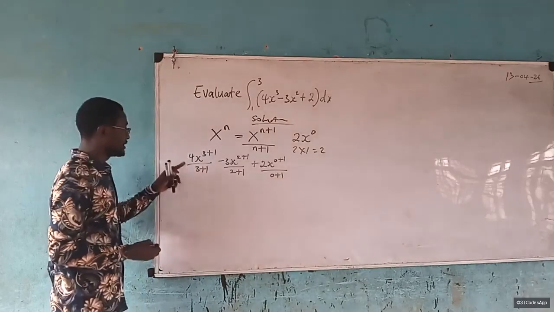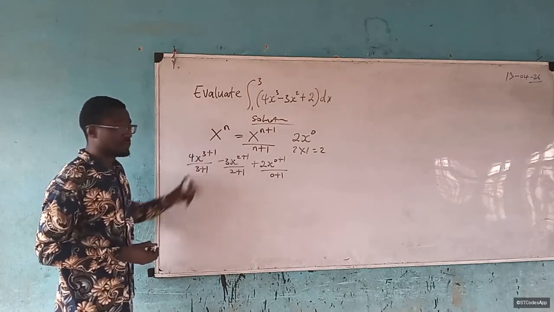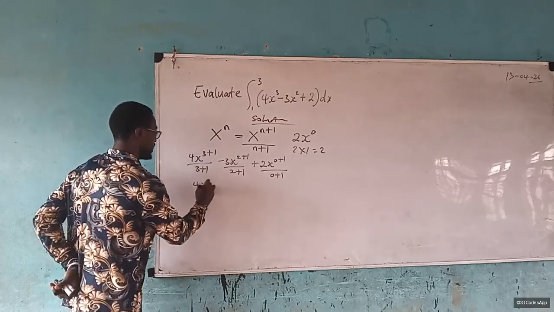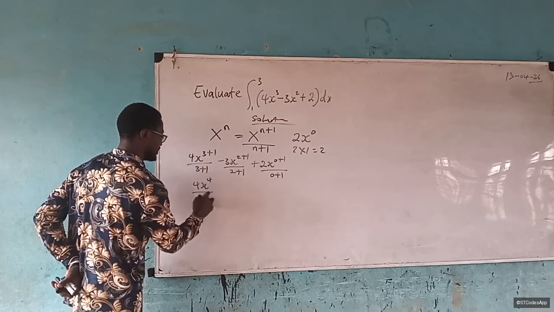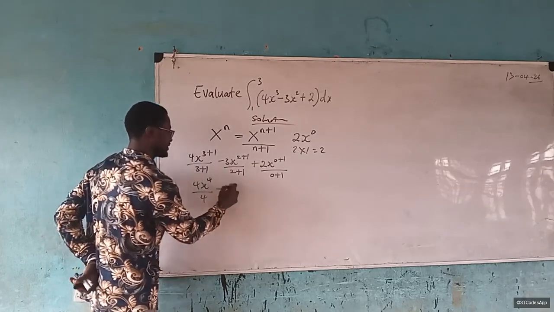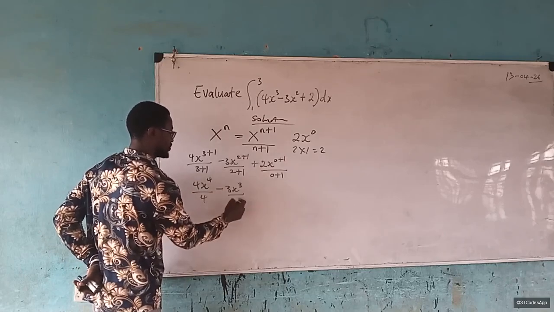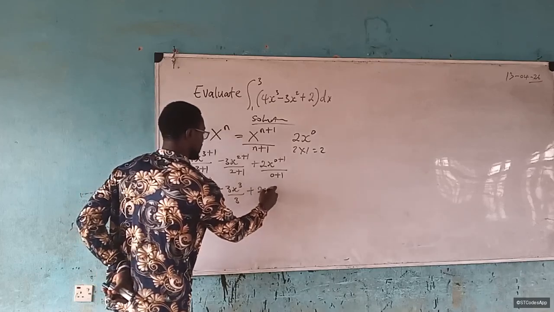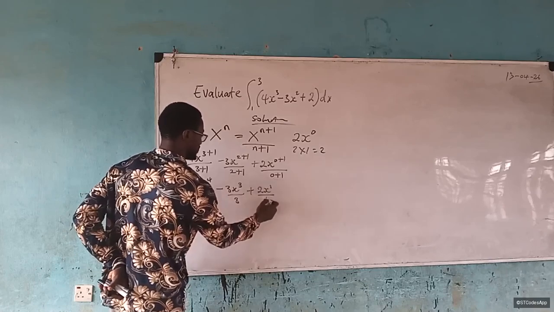Okay, so now we are solving the powers. Let's add up what you have at the power, which is 4x to the power of 3 plus 1, which is 4, all over 3 plus 1, which is 4, minus 3x to the power of 2 plus 1, that is 3, and 2 plus 1 again, that is 3. Plus, now this is 2x to the power of 0 plus 1, which is 1, all over 0 plus 1, which is 1.